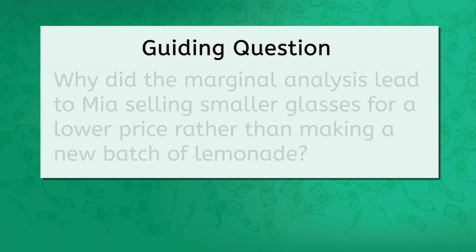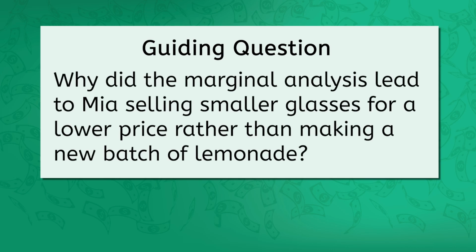Let's take a second to think about that for a minute. Why did the marginal analysis lead to Mia selling smaller glasses for a lower price rather than making a new batch of lemonade? Make sure to include marginal cost and revenue in your explanation.